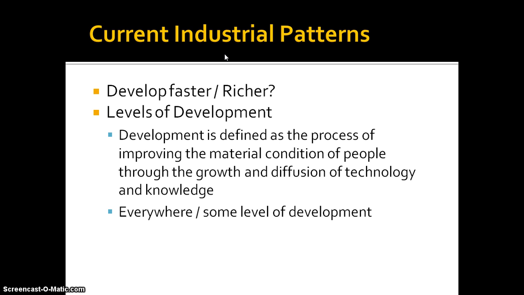So when we talk about what development exactly is, here's a textbook definition: the process of improving the material condition of people through the growth and diffusion of technology and knowledge. So notice that we're talking about the improving material condition of people. That's going to be an important concept. A lot of that idea of improving material condition of people is going to deal with economic improvement, because as the economy improves, typically the material condition of people will improve. And so the economic improvement is going to be an important piece of that.